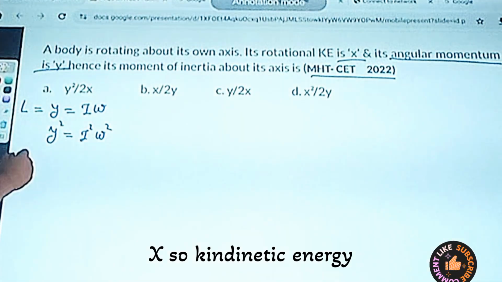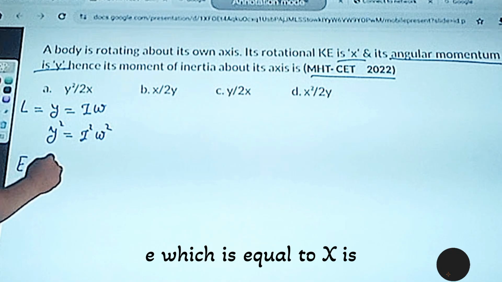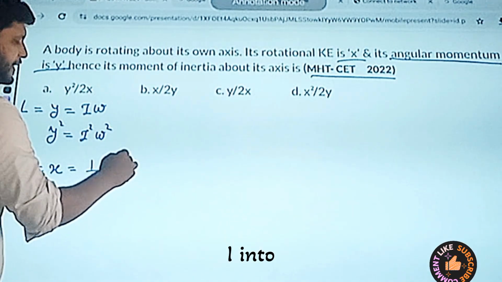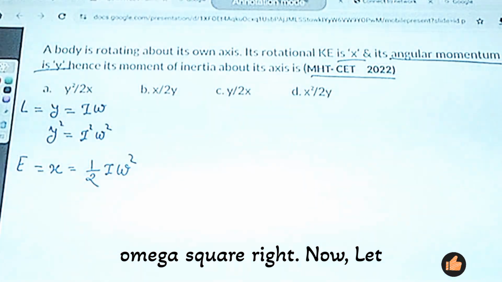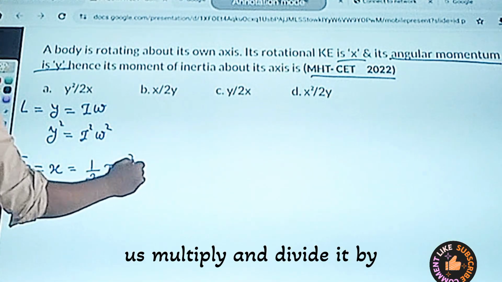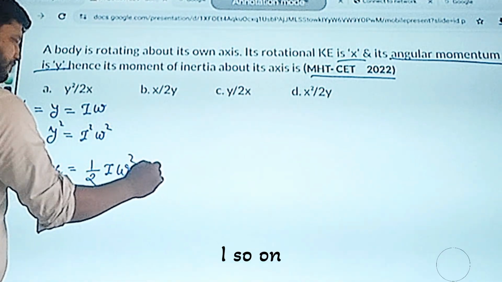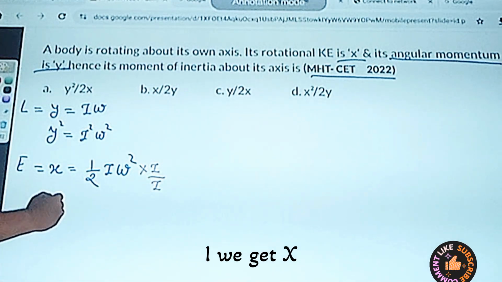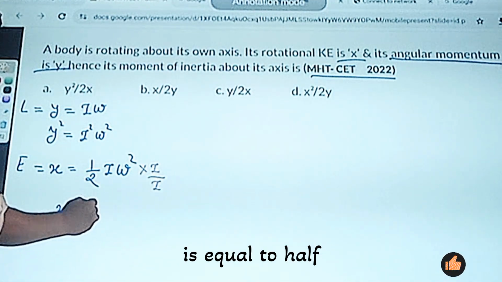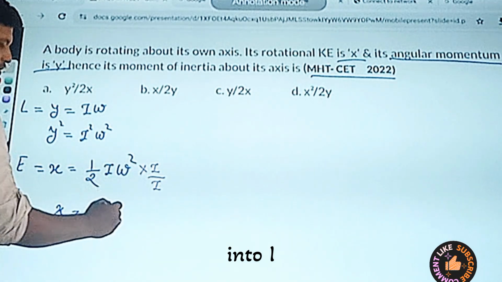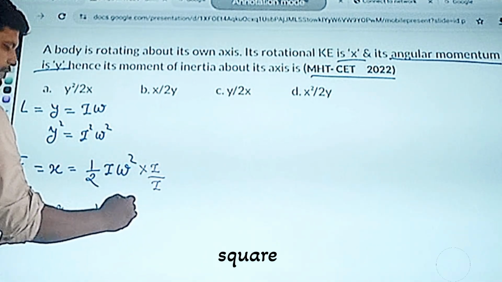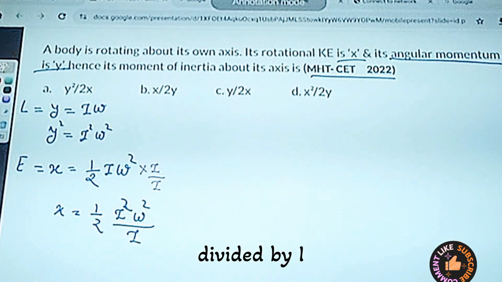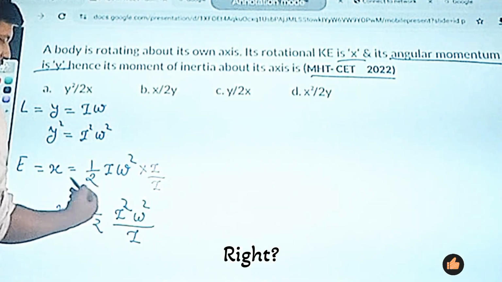And rotational kinetic energy is given by x. So kinetic energy E, which is equal to x, is nothing but half into I into omega square. Right? Now, let us multiply and divide it by I. So, on multiplying and dividing it by I, we get x is equal to half into I square into omega square divided by I.